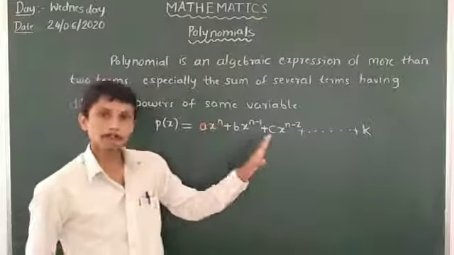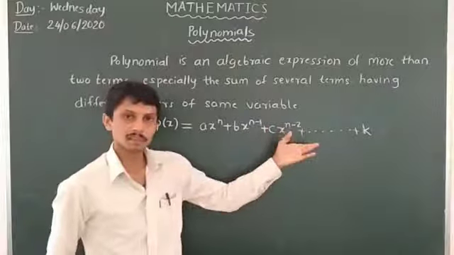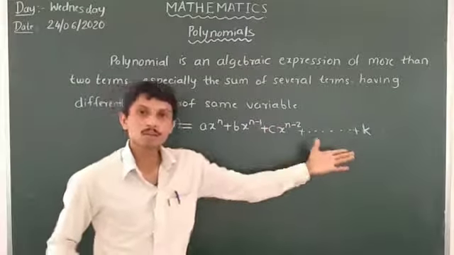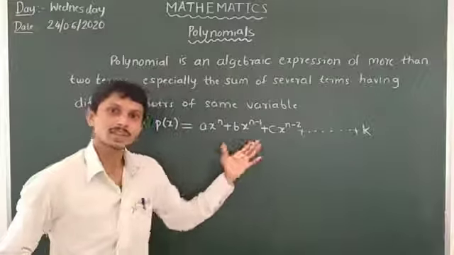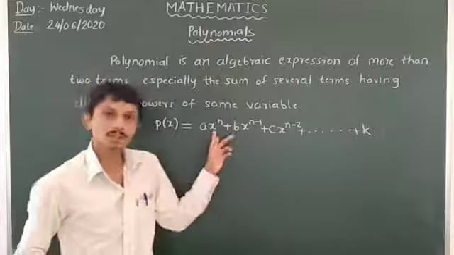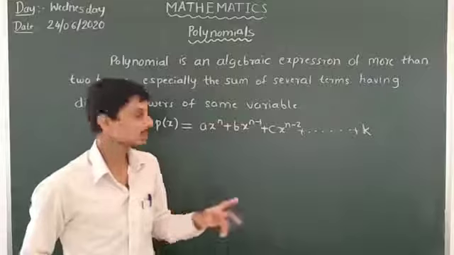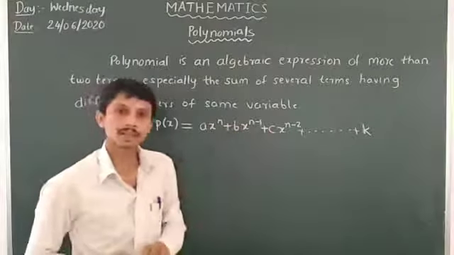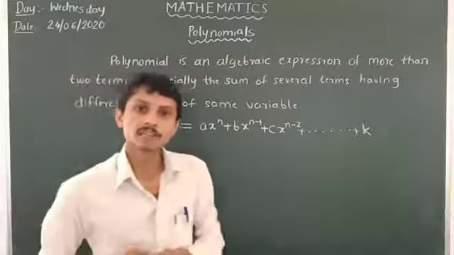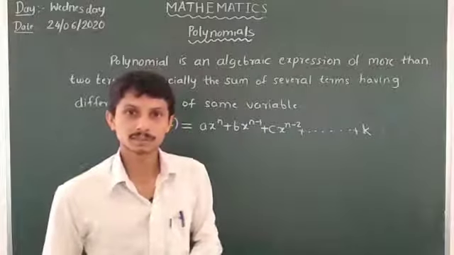These are the different powers of x, that is x raised to n, x raised to n minus 1, x raised to n minus 2. There are more than 2 terms here. Each and every term is multiplied by a coefficient. What is the coefficient of x raised to n? A. What is the coefficient of x raised to n minus 1? B. What is the coefficient of x raised to n minus 2? C. Likewise we keep on finding the coefficient of the variable having different powers.